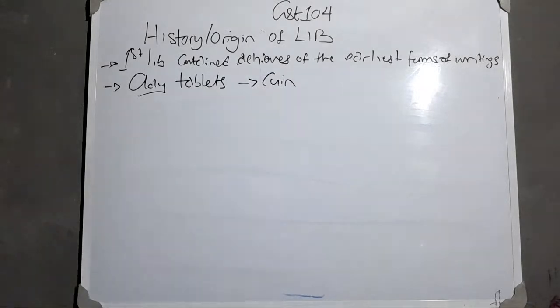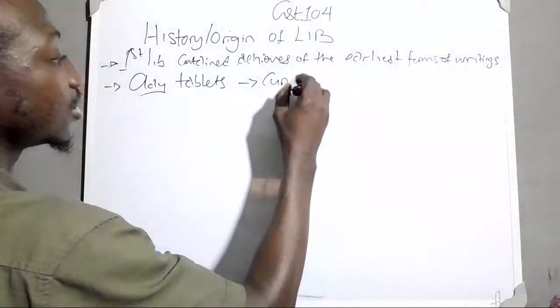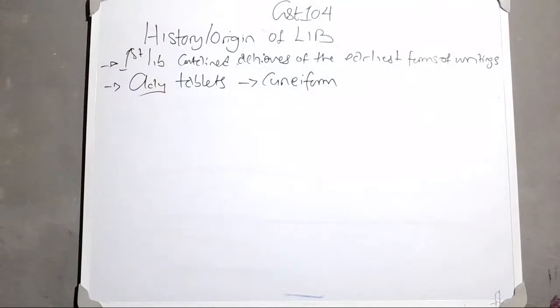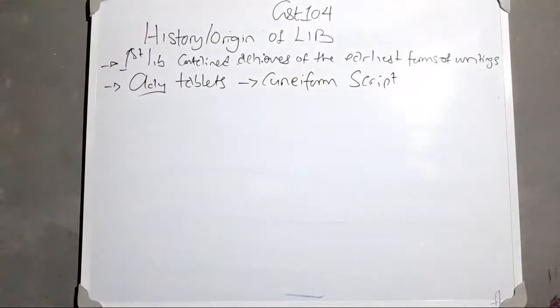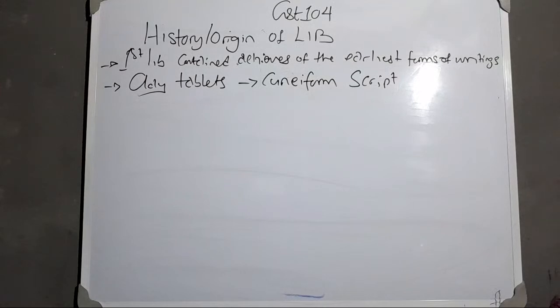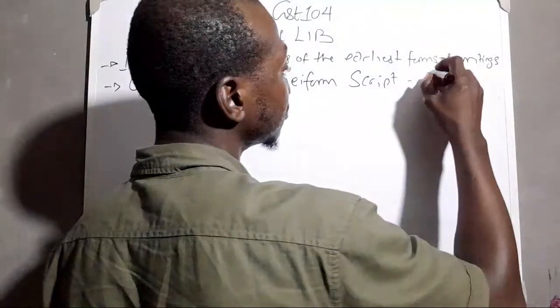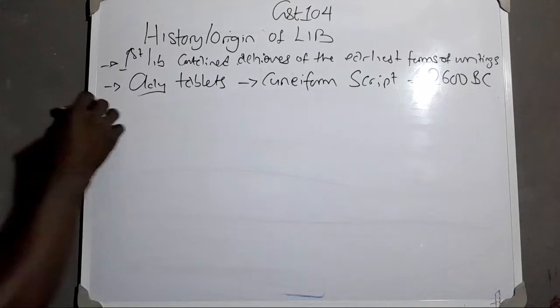Somewhere in Sumer, cuneiform scripts, old scripts, were discovered in Sumer, some dating back to 2600 BC. We are talking about the history or the origin of library. All right, so we have that.